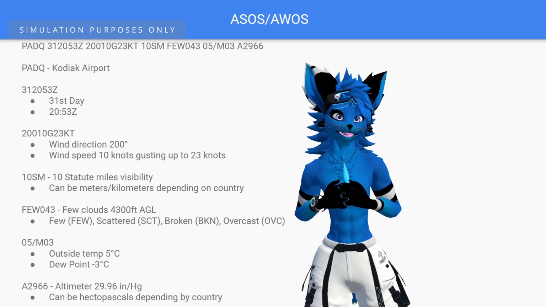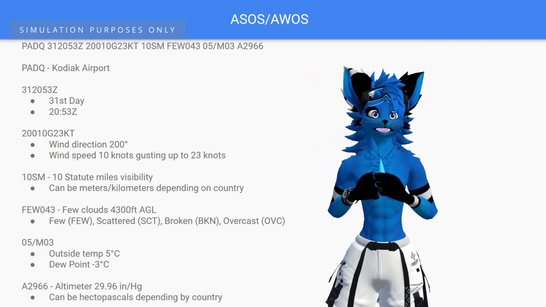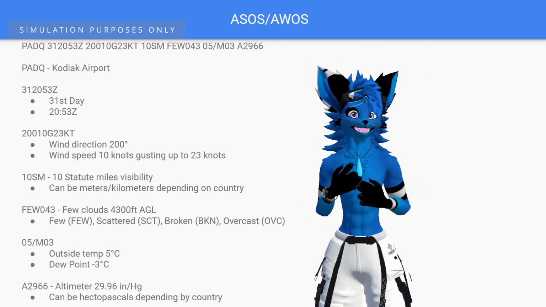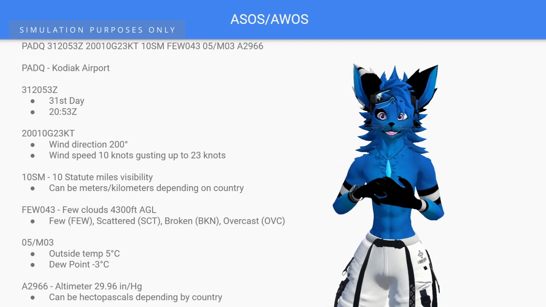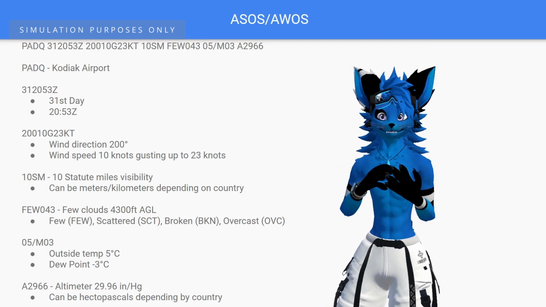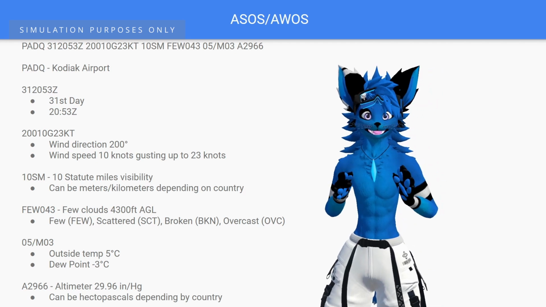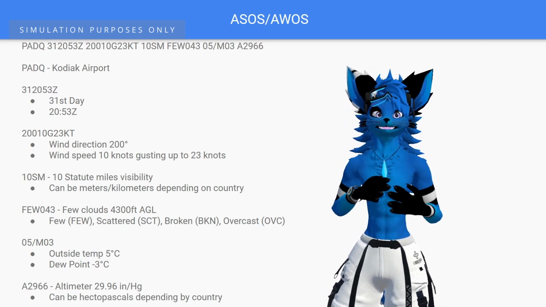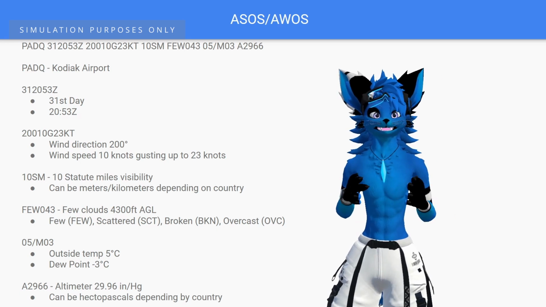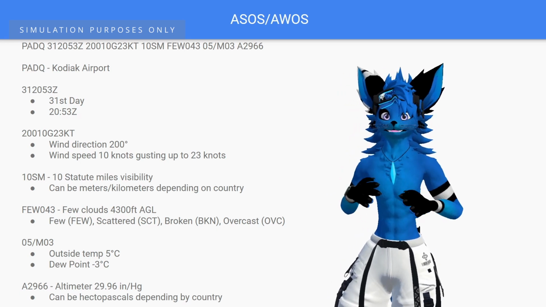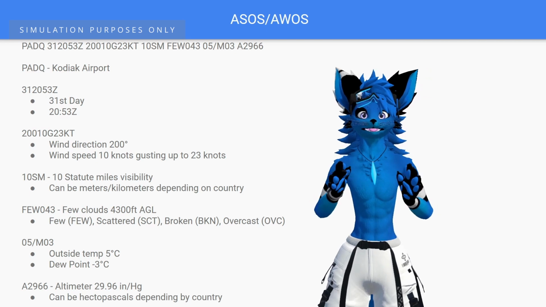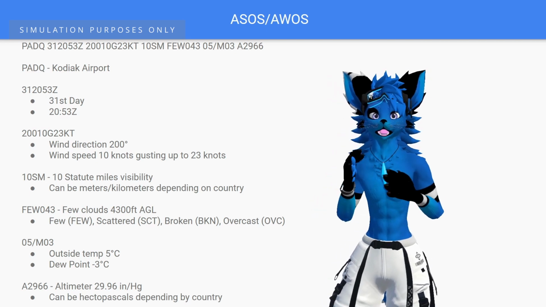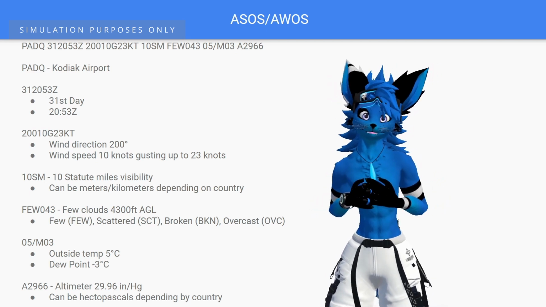Next is our cloud coverage. So we have few clouds at 4,300 feet. There's four different types of cloud layers that you could see: few, scattered, broken, and overcast. Sometimes you may get something that says a ceiling at a certain height. A ceiling is defined by either a broken or an overcast layer. The number is the cloud height above ground level in hundreds of feet. Very important, your cloud heights are always going to be reported above ground level. They are not going to be reported above sea level.